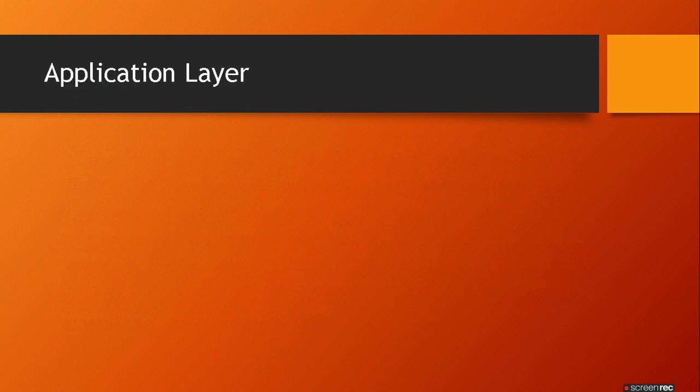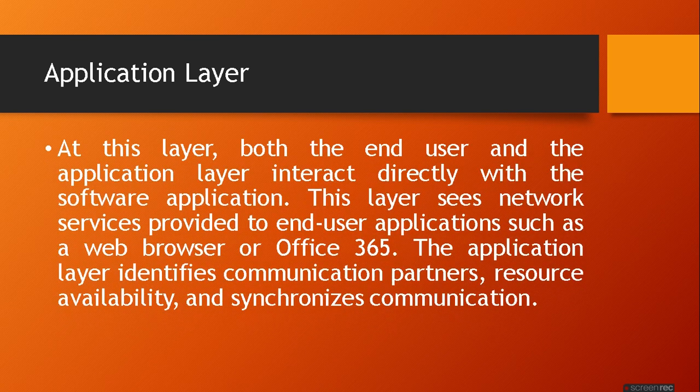Our last layer is the application layer. At this layer, both the end user and the application layer interact directly with the software application. This layer sees network services provided to end user applications such as a web browser or Office 365. The application layer identifies the communication partners, resources, availability, and synchronization of communication.